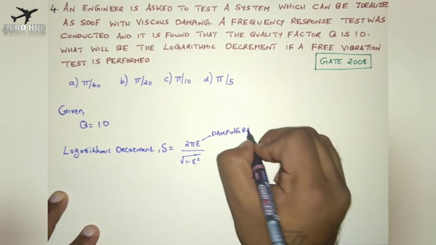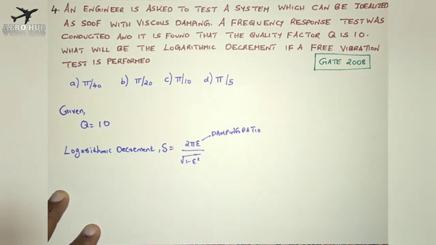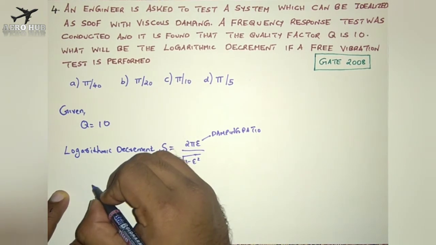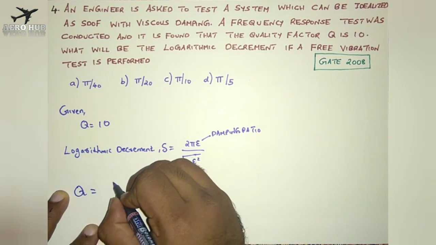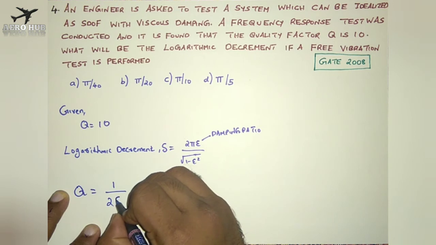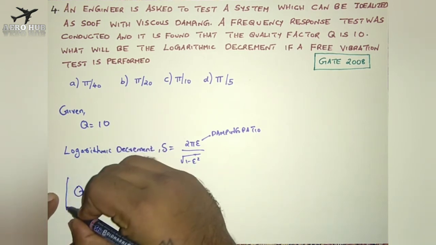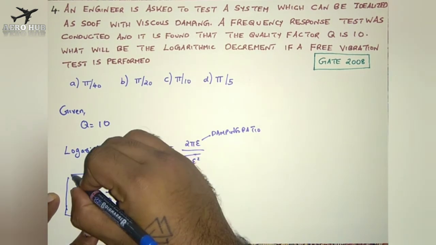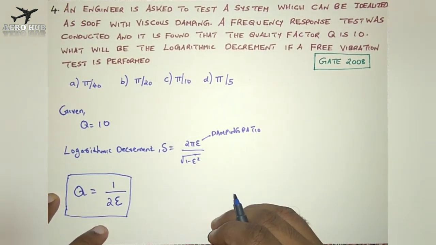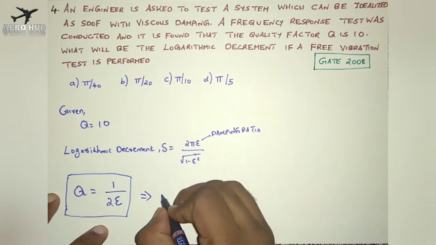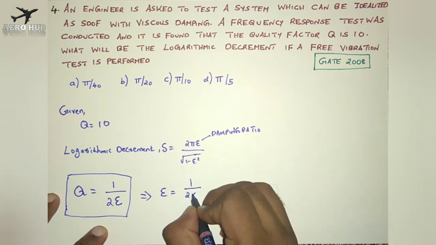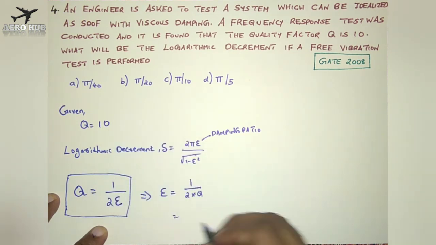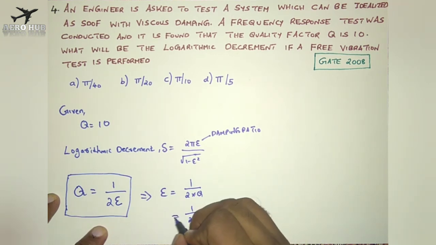Now we have to find out the value of the damping ratio. Q is nothing but the quality factor, and quality factor is equal to 1 by 2 times the damping ratio. This is one of the important formulas, you can note it: Q is equal to 1 by 2 epsilon. So from this equation I can get epsilon is equal to 1 by 2 times Q. Q is 10, so it will be 1 by 20. So 1 by 20 is the damping ratio.